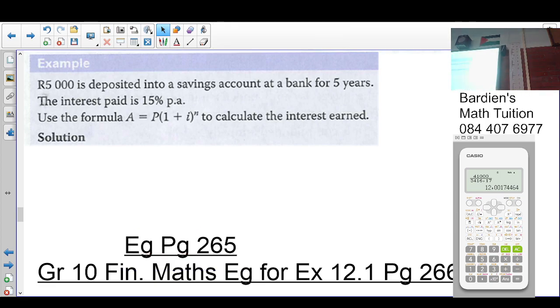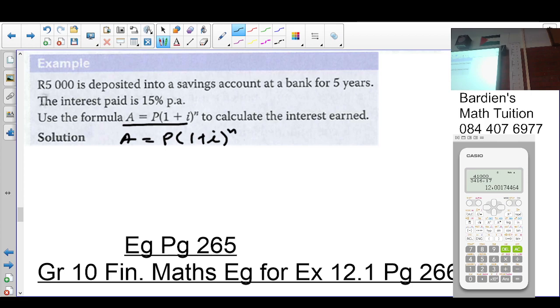Okay. So 5,000 rand is deposited into a savings account at the bank for 5 years. The interest paid is 5% per annum. Use the formula A is equal to P into 1 plus I to the n to calculate the interest earned. Right. So where do I start, people? With the formula. A is equal to P into 1 plus I to the n. You're going to write this so often that you're going to start memorizing the formula. Okay. So what's your P value? 5,000. 5,000 into 1 plus I, 0.15, to the exponent 5.